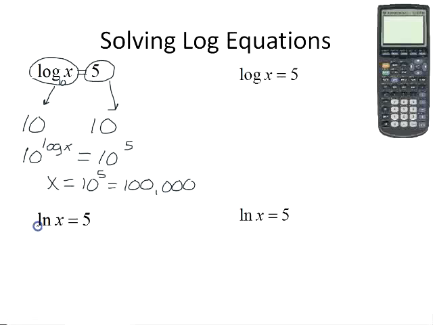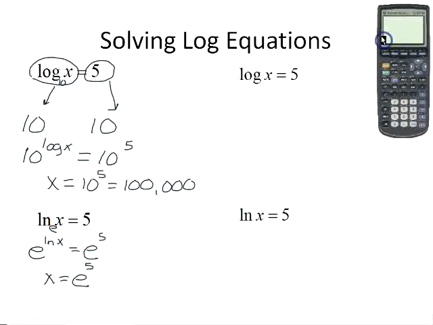If we were to look at this problem, the natural log of x equals 5. Here our base is understood to be an e. So to solve this equation by using exponentiation, I would make each side of the equation the exponent with an e. So I would have e to the natural log of x power equals e to the 5th power. And here, once again, my e and my natural log undo each other. So I just get x equals e to the 5th power.